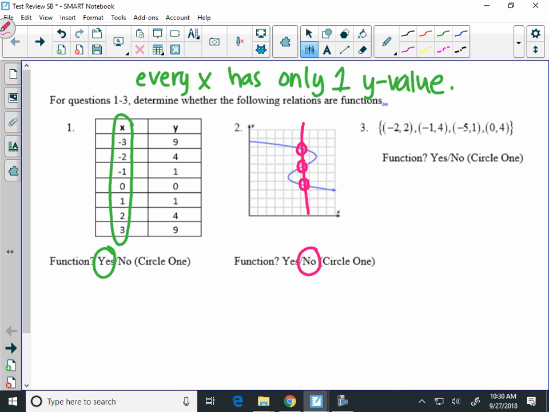When I look at these sets of ordered pairs, it's a similar kind of rule to what we had in the table in number 1. You look at the x values. None of those x values repeat, which means they all only have one y value that matches, so number 3 is a function.